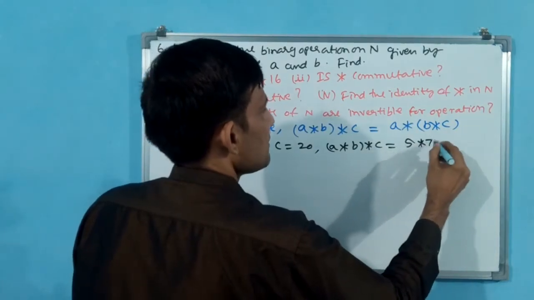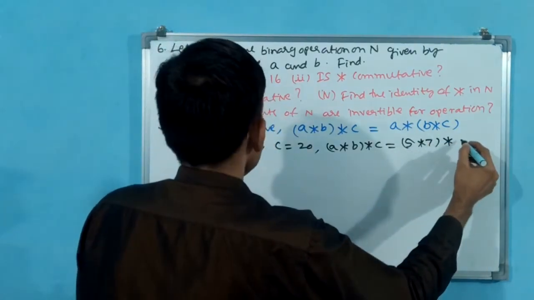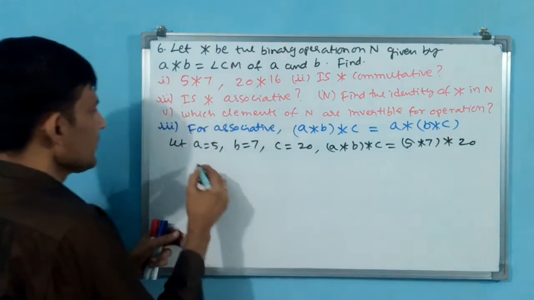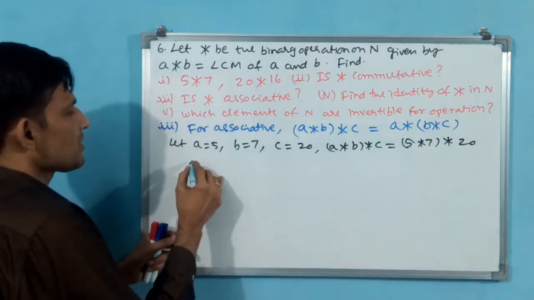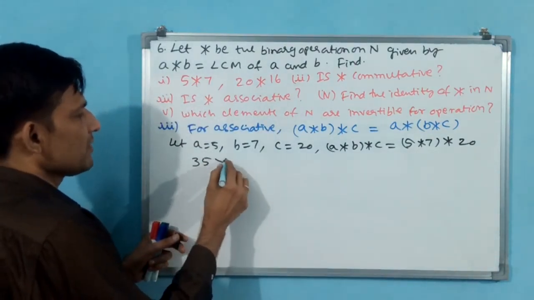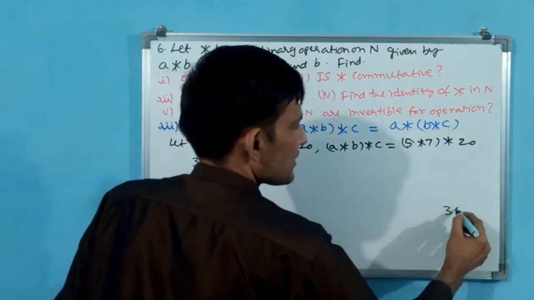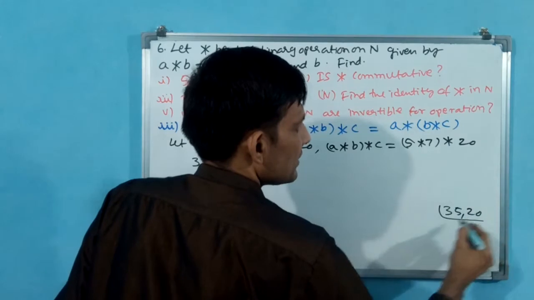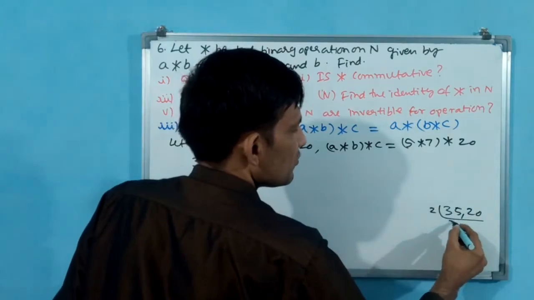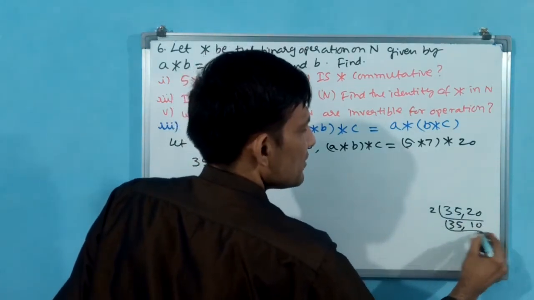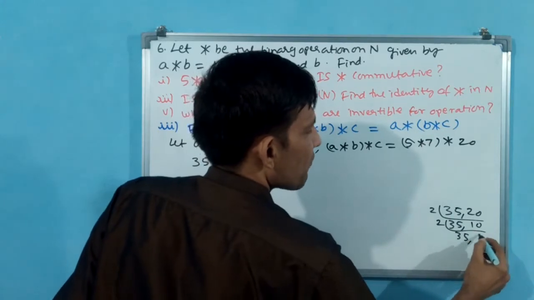5 star 7 star 20. 5 star 7 is 35, you know very well. Then 35 star 20 means you have to take the LCM of 35 and 20. Minimum 2 you have to take. 2: 35 will come 10, 2, 35, 5.